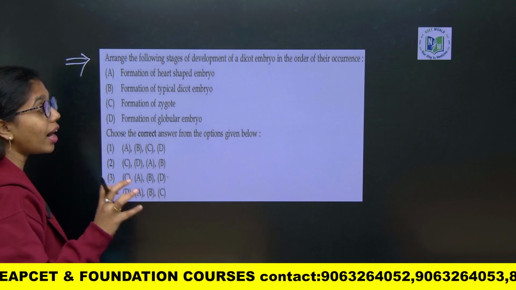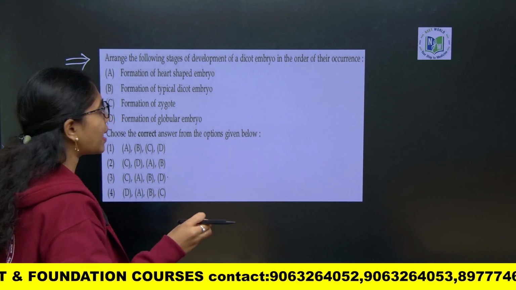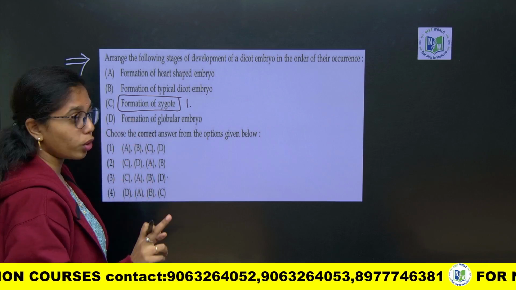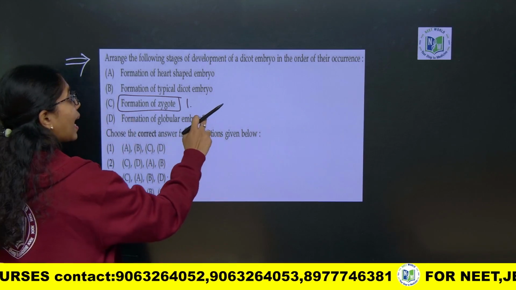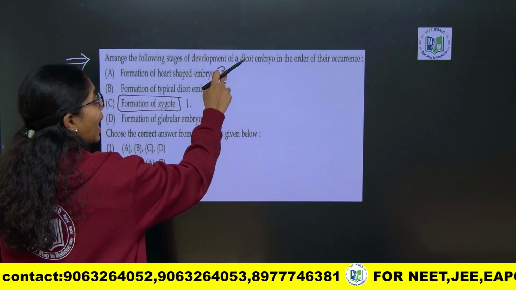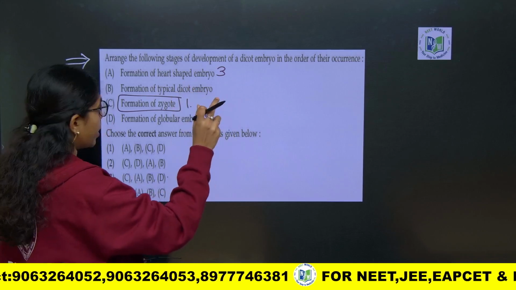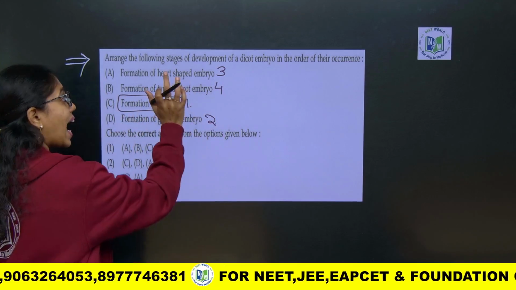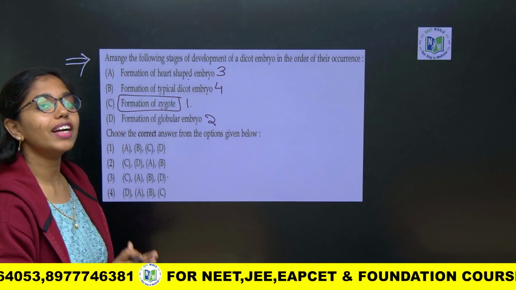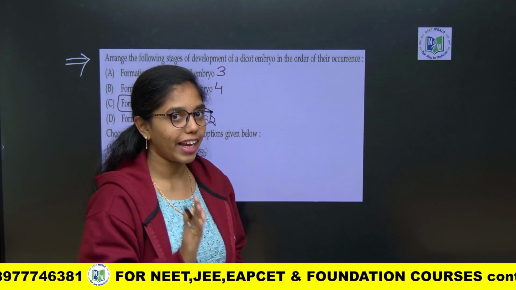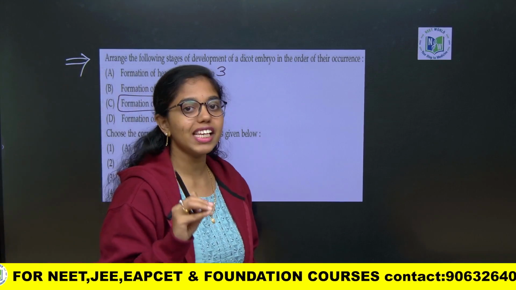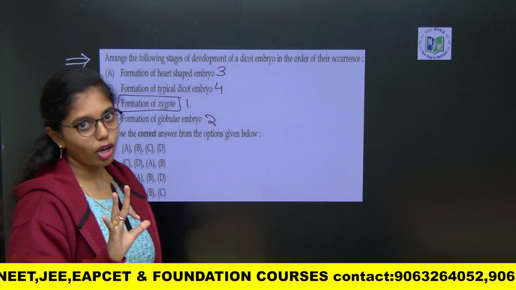So yes, dicot embryo development, initially what happens? Zygote formation, that is first. Next, globular stage embryo, followed by heart-shaped embryo, and then you can see the complete dicot embryo. This heart-shaped embryo you will see only in the embryogeny of dicotyledonous seeds. Heart-shaped embryo you will not see in the embryogeny of monocotyledonous seeds.